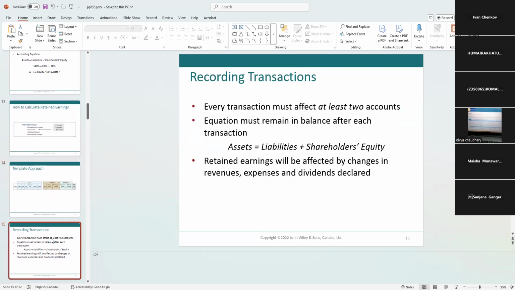So for the transactions, every transaction has to have effect on at least two accounts. Can we affect more than two accounts? Yes, it can. The equation always has to be in balance, meaning assets always have to be equal to the liability plus shareholders' equity. And retained earnings again are affected only and only by revenue, expenses, and dividend declared.